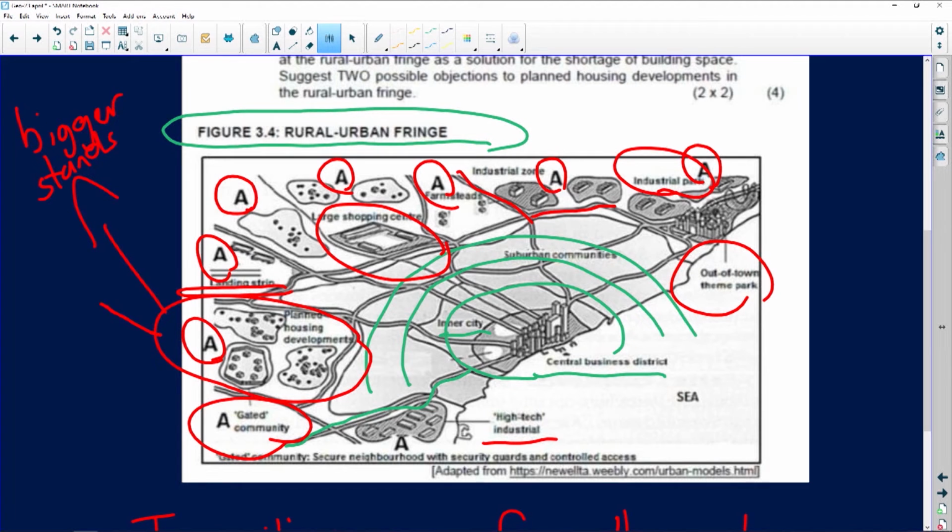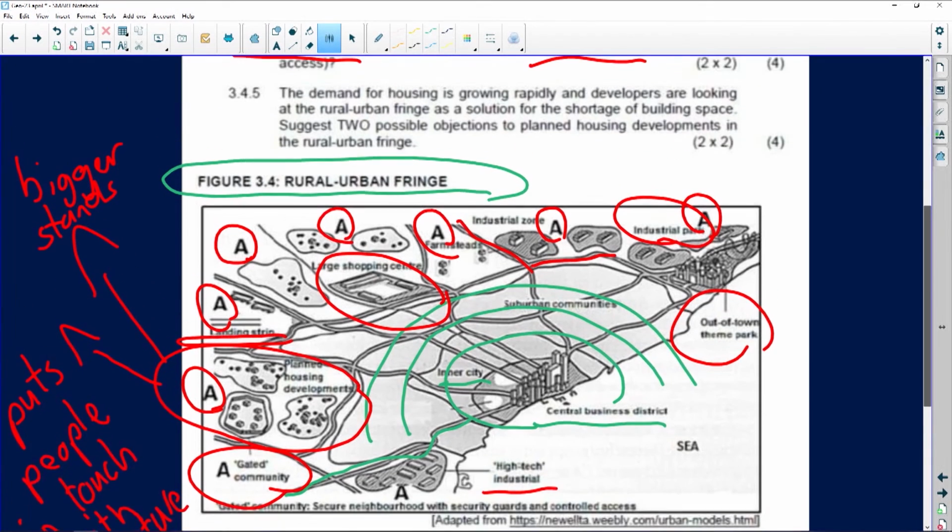Another reason that we can mention over here: it puts people in touch with nature. Okay, and obviously it's less congested, which means there's less pollution, noise pollution and air pollution. So sometimes people do feel the need to move out to the outskirts of the urban areas to experience more nature, experience bigger stands, meaning gardens, etc.